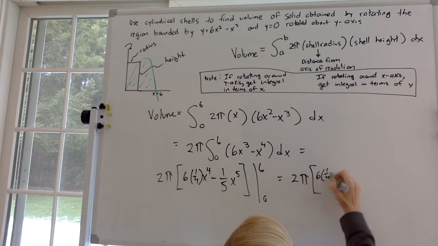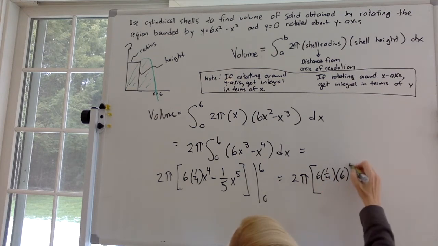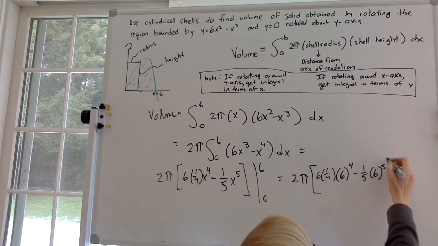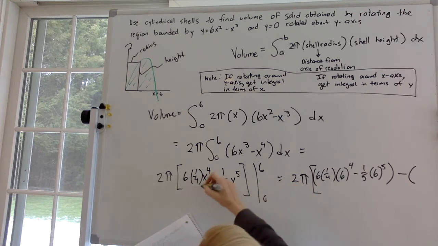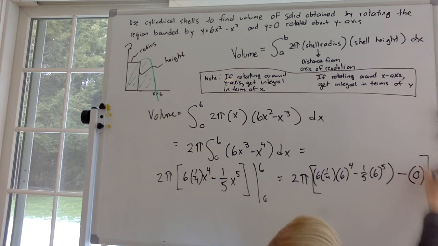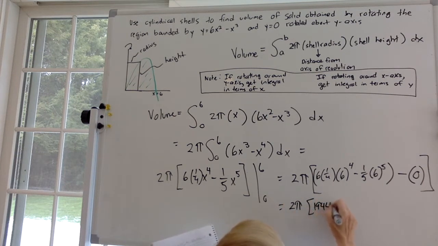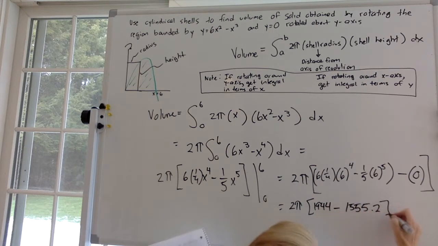6 times 1/4 times 6 to the 4th minus 1/5 times 6 to the 5th, right? Minus, again, it's 0, right? So basically you have to do this right here. So I got 2 pi times 1944 minus 1555.2. And I got, when I did it on my calculator, because I think they want a decimal, this is what I got.